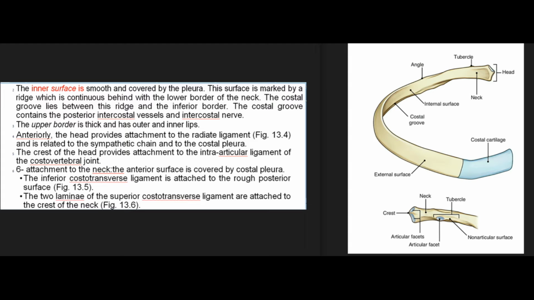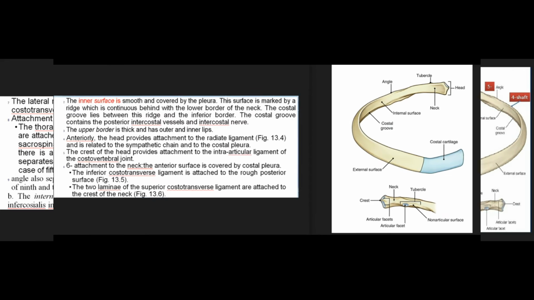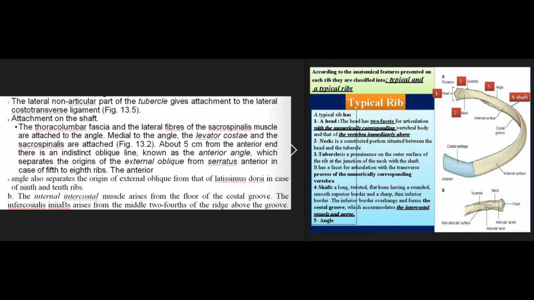The two laminae of the superior costotransverse ligament are attached to the crest of the neck. 7. The lateral non-articular part of the tubercle gives attachment to the lateral costotransverse ligament. 8. Attachments on the shaft. The thoracolumbar fascia and the lateral fibers of the sacrospinalis muscle are attached to the angle. Medial to the angle, the levator costae and the sacrospinalis are attached.